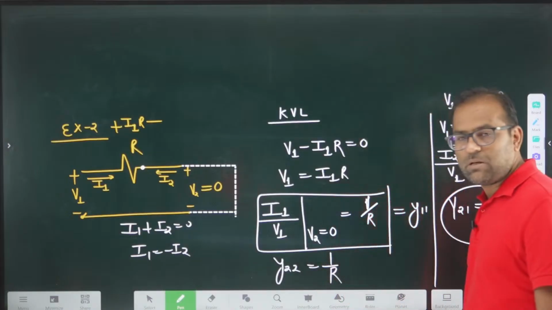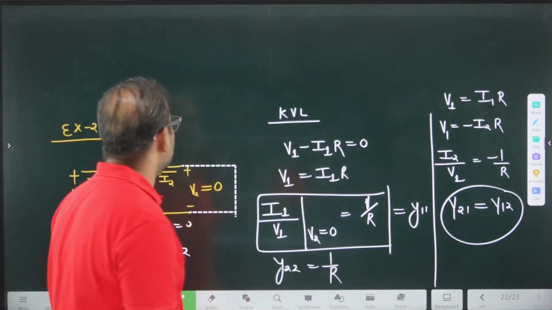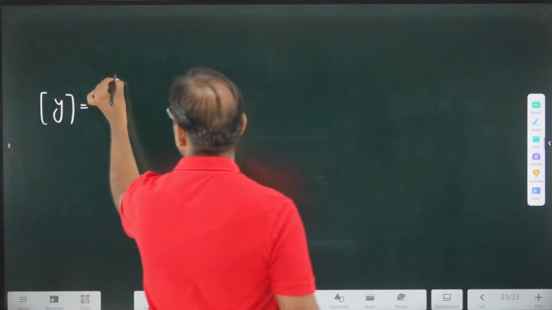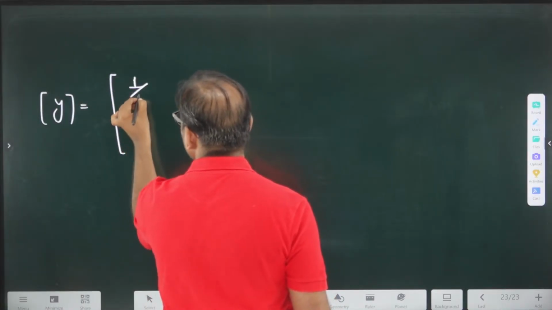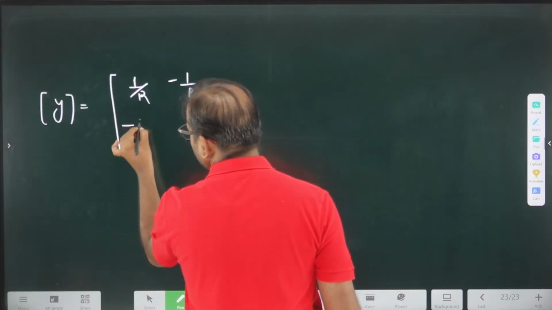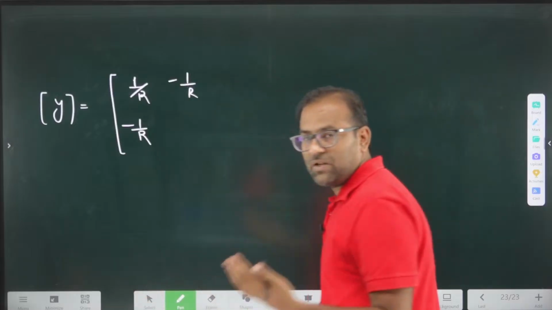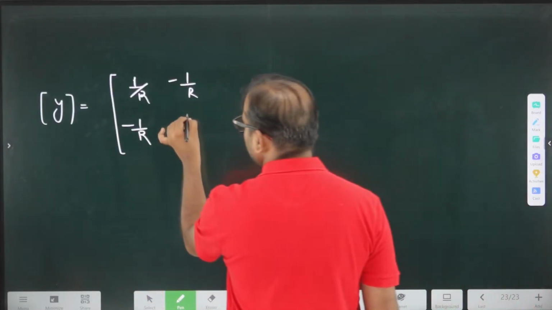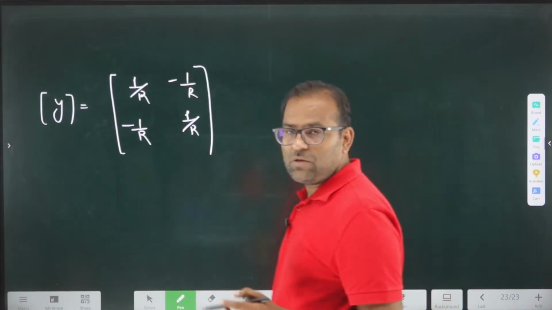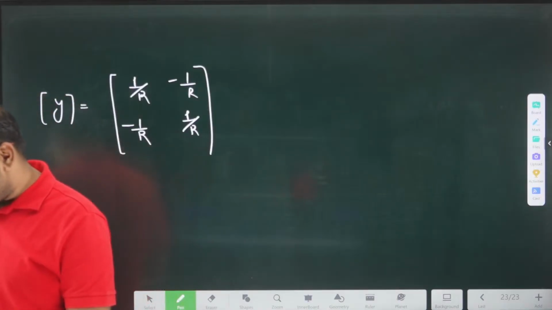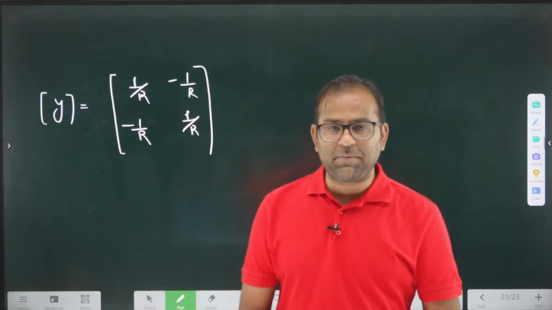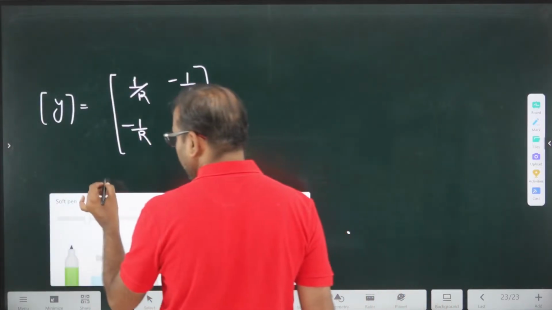So what is the two-port Y parameter? The Y parameter for the network is given by Y11, which is 1 by R. This value is minus 1 by R. Y21, again reciprocal because this is a resistive network, and this value is 1 by R. But let's use the reverse approach. When I try to convert this Y parameter into the Z parameter, you know that the determinant of Y is equivalent to 0.